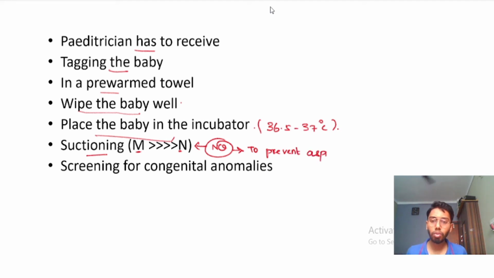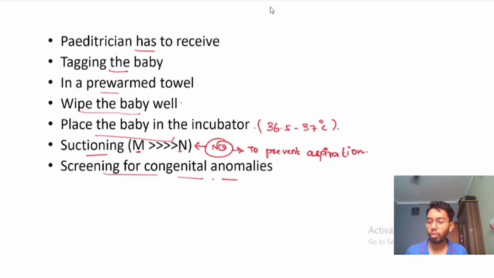If we do suctioning of the nasal cavity first, it will lead on to aspiration, so we suction the mouth before the nose. After suctioning, in our college, we use the same NG tube to check the patency of the anal canal, so that we rule out imperforate anus and anorectal malformation. So we have a lot of methods to screen for clinical anomalies.